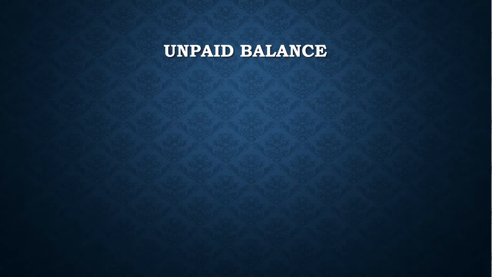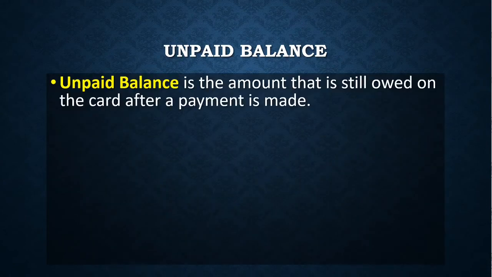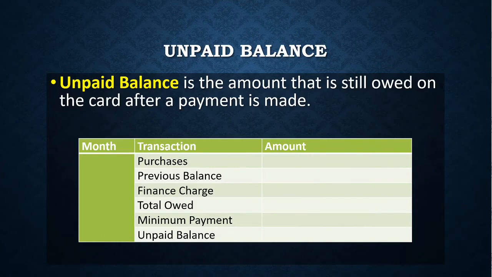The unpaid balance is a simple subtraction problem. If we owe so much and we make a payment, then we're not going to owe as much. So we just have to take the total amount owed minus our minimum payment and put that amount in the unpaid balance because that's what we still owe.